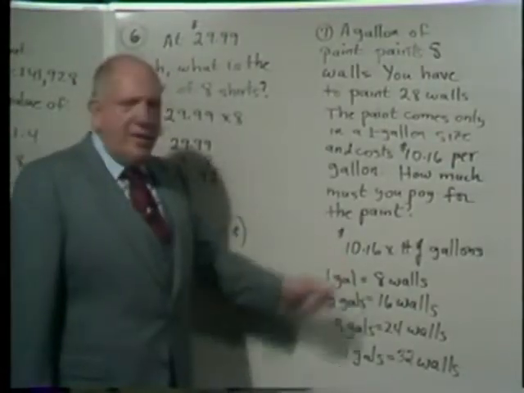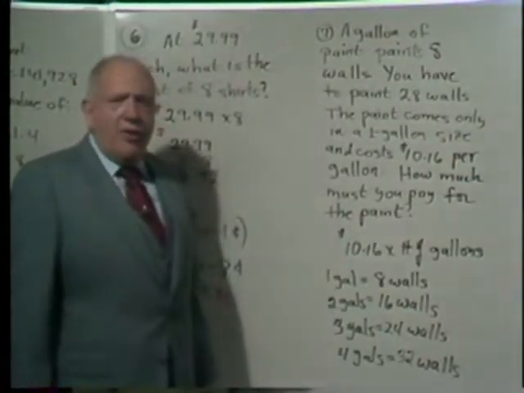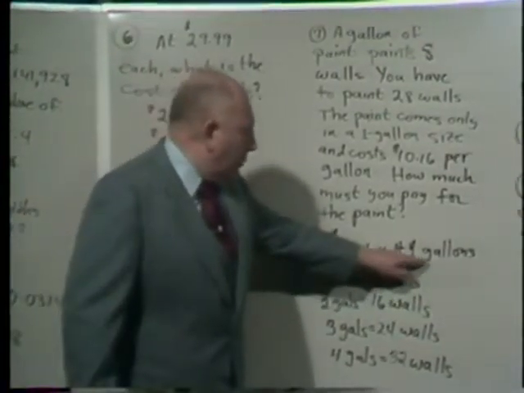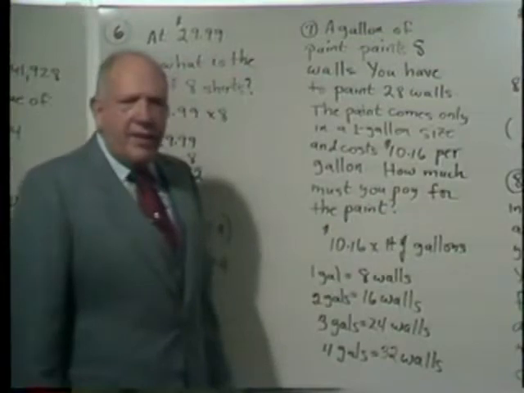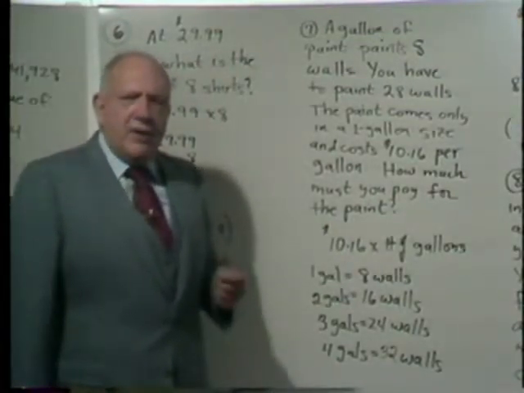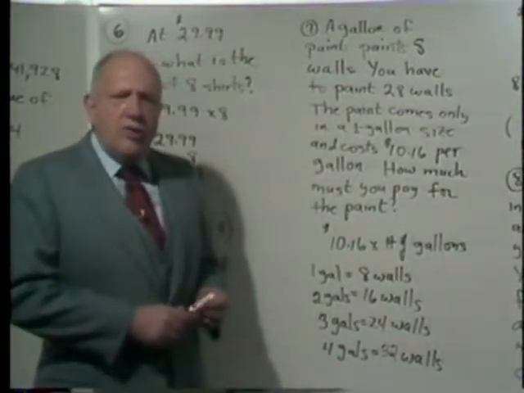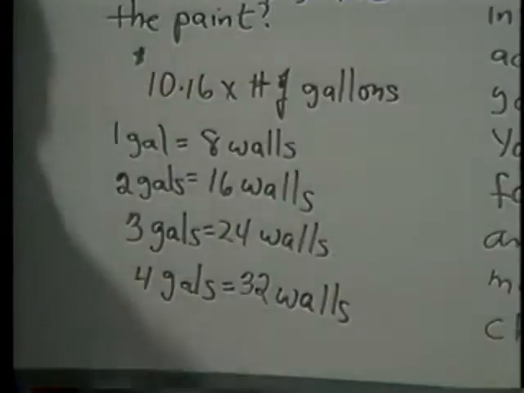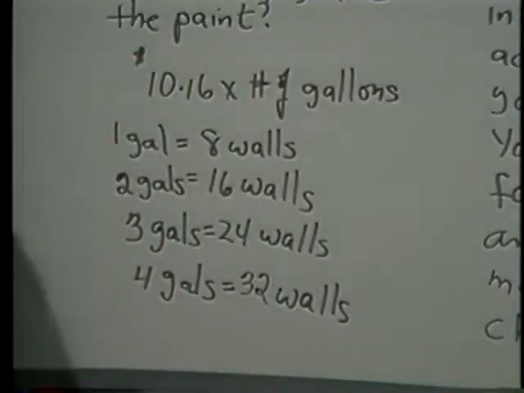Well, how do you do this problem? The $10.16 per gallon tells you that to find out how much you have to pay for the paint, all you have to do is multiply the number of gallons by 10.16. Unlike the previous problem, where I told you how many units you were buying, in this problem you have to do another step first. You're going to have to walk and chew gum at the same time.